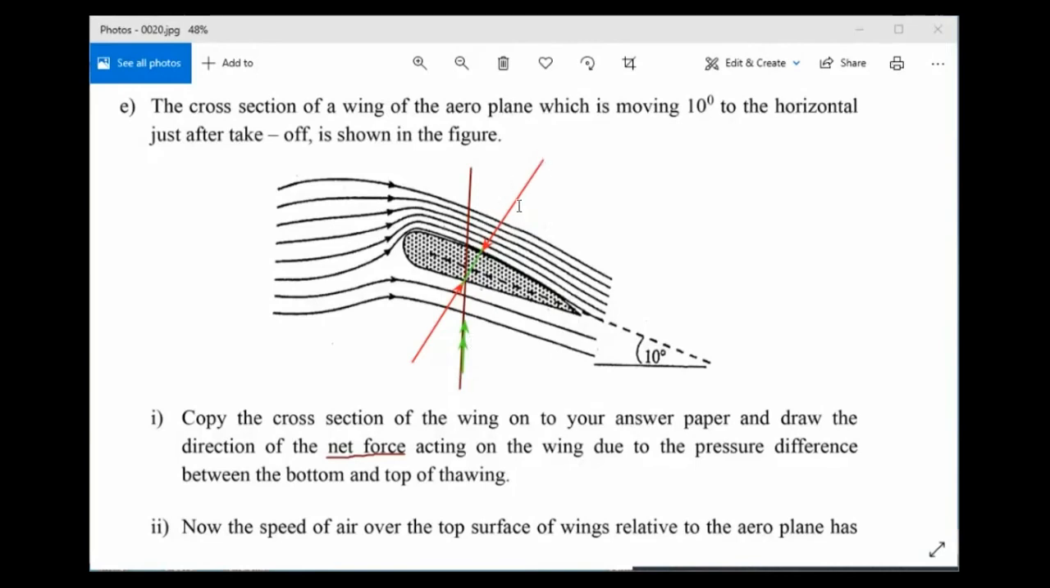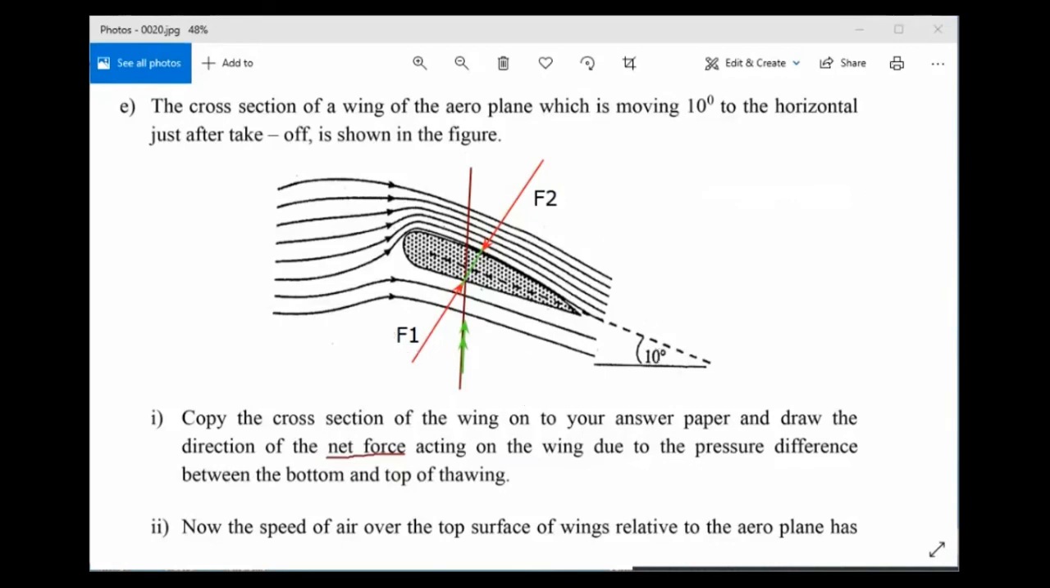Right. As I remember, the force acting on the upper surface is F2, and the force acting on the bottom surface is F1. The net force is F1 cos theta, F2 cos theta in this direction, F1 sin theta in one direction, F2 sin theta in the other direction. So it means the net force should be acting vertically upward. That's why it is moving up.